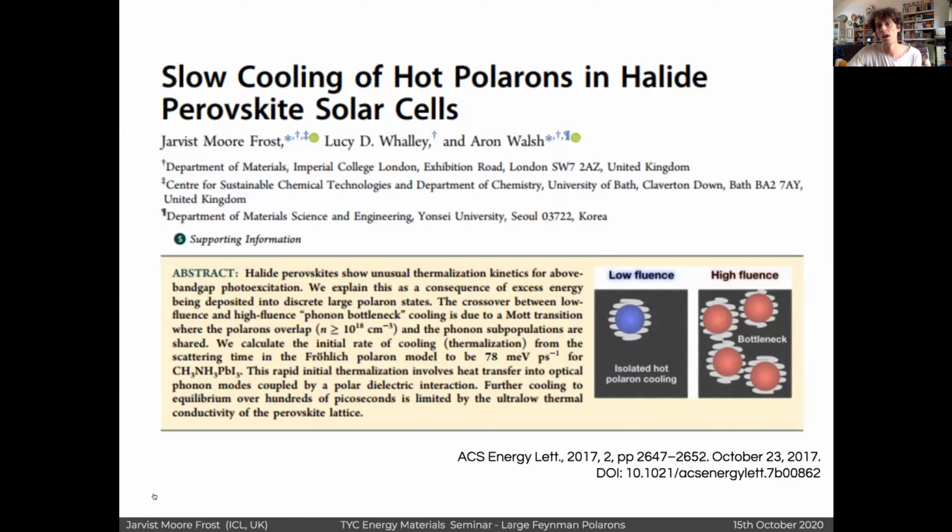polaron states, which also explains why very different data is seen at low fluence, when you're not generating many of the polaron states at once, and when you hit it very hard with a laser, when you have lots and lots of polarons. And you can explain a lot of the change in the physics that you see just by the fact that you're no longer having discrete polarons, but instead they're starting to overlap.